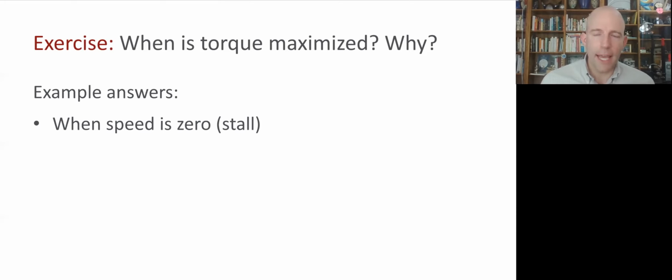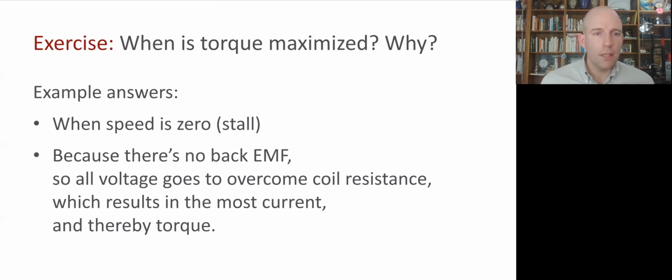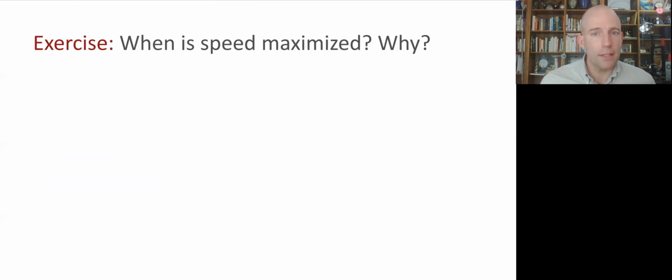And why is it that torque is maximized when speed is 0? Well, because when speed is 0, there's no back EMF. So all the voltage can go to overcoming coil resistance, and that'll maximize the current. And the electromechanical torque is proportional to current. So that maximizes torque. Does that make sense? All right, good. Next exercise.